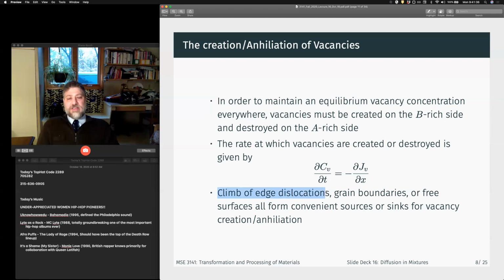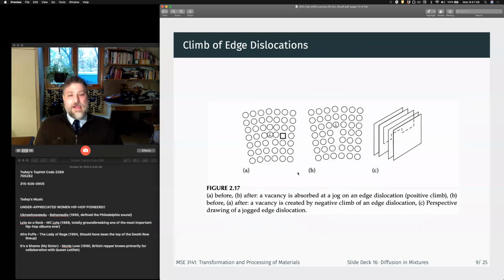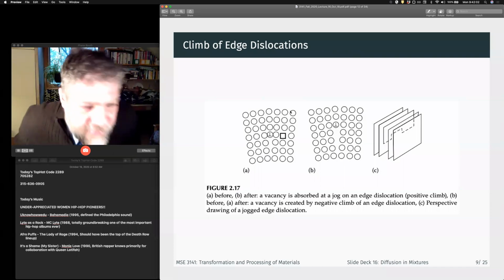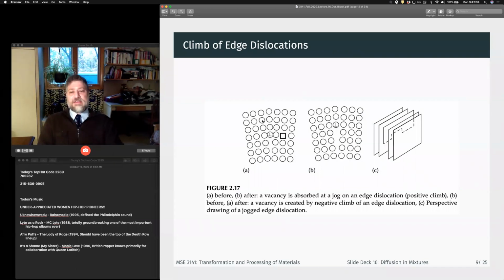the climb of edge dislocations. If I talk about climb of edge dislocations, is that a new topic to you guys? Not new, but we haven't discussed it in a while. Dislocations were back with Akbar, I think. Okay. Well, I'm glad that he covered it, but it's a really pretty simple idea.